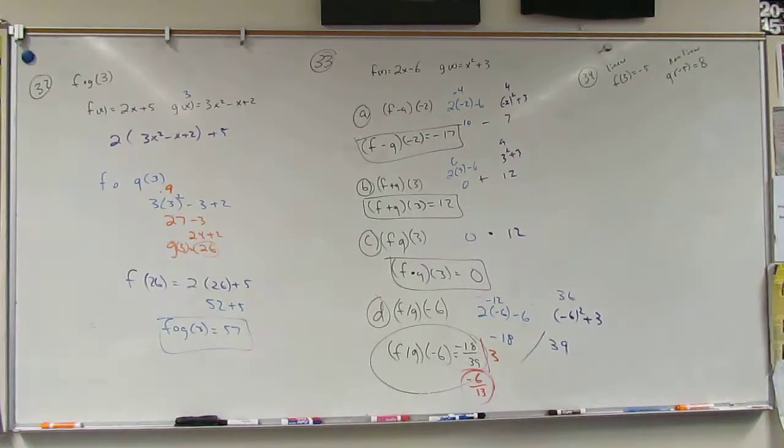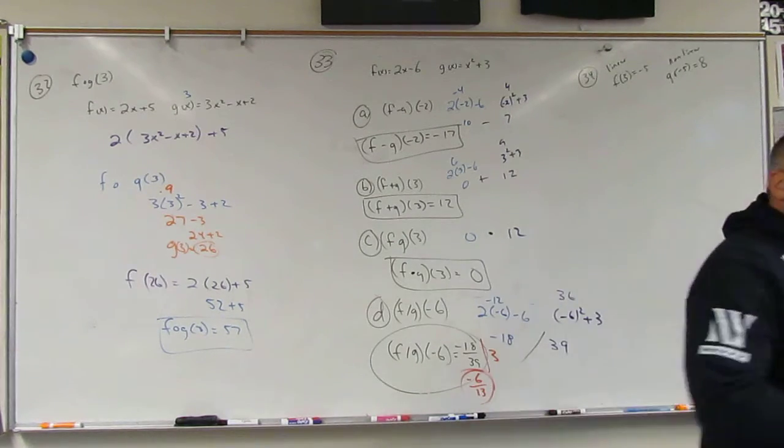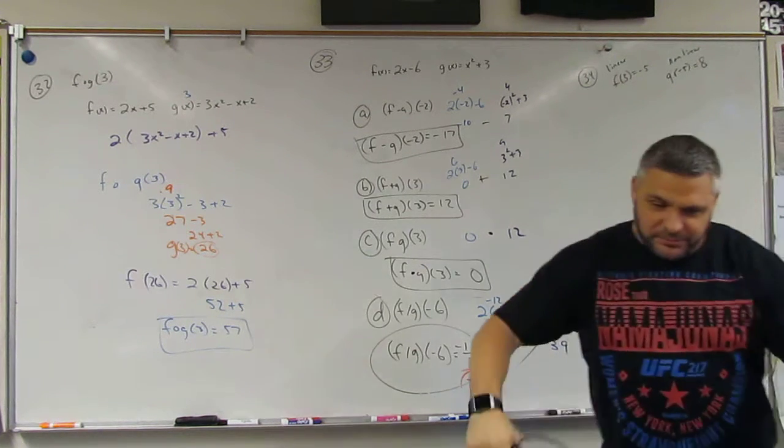Alright, done. We're not done. We got number 34 and then we're done! Alright, I'm taking my coat off for this one. I can feel it in my arms. Woo! Alright, let's get going. Let's go knock somebody out.